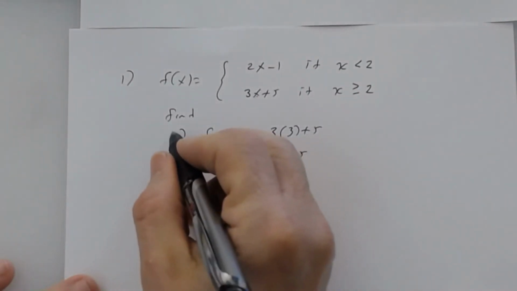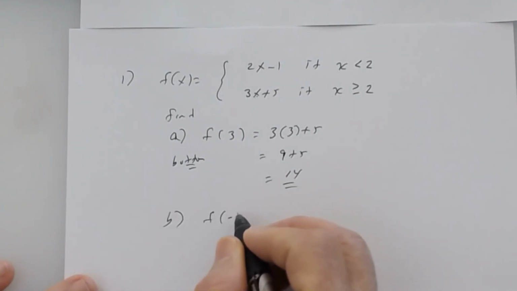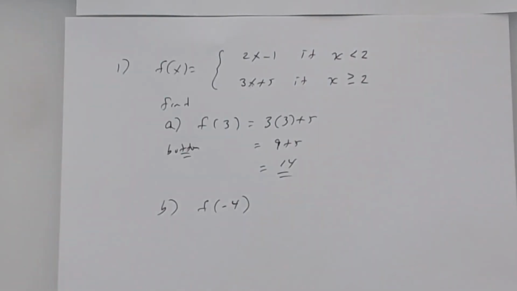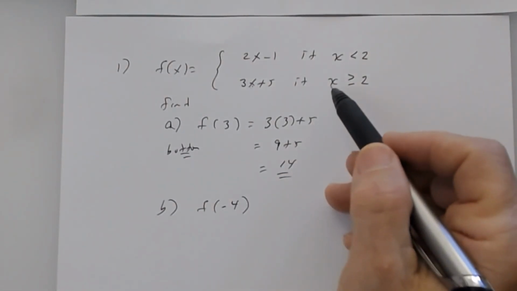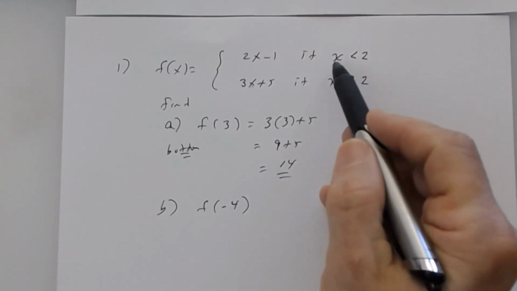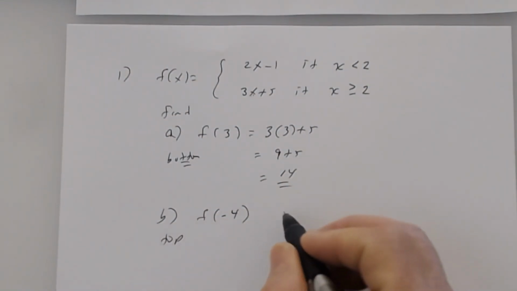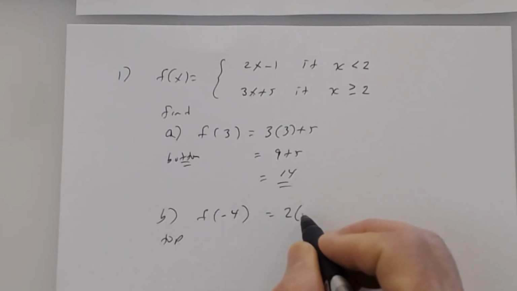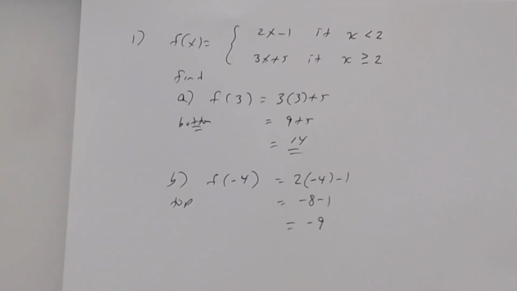Okay, B. Let's call this A. This will be B. B, let's say you want to find f of -4. F of -4. Which one do I use? Top or bottom? Top, right? Because this time, what's x? -4. So it can't be the bottom one because is -4 greater than or equal to 2? No. But -4 is what? Less than 2. So use the bottom one. I'm sorry, the top. So this becomes 2 times x. What's x? Minus 1. So that's a negative 8 minus 1, which is a negative 9. So f of -4 is equal to what?